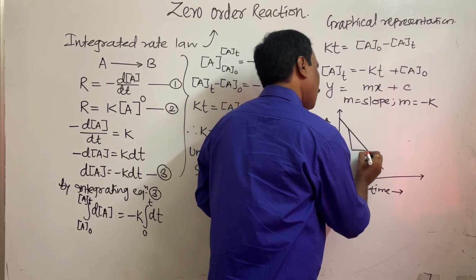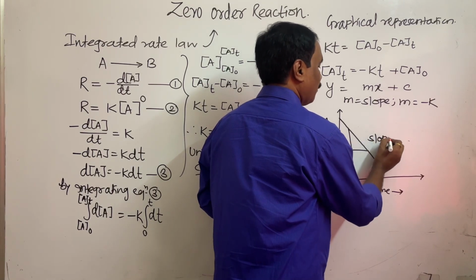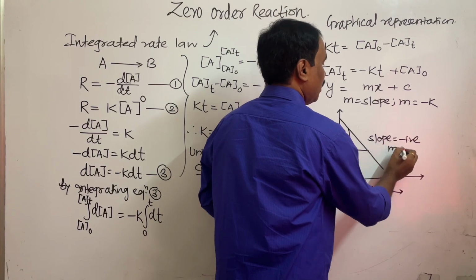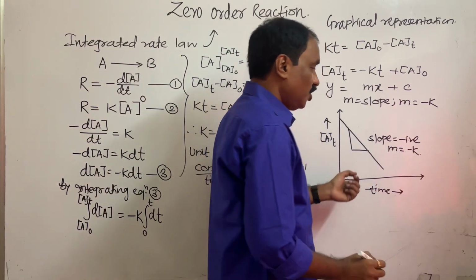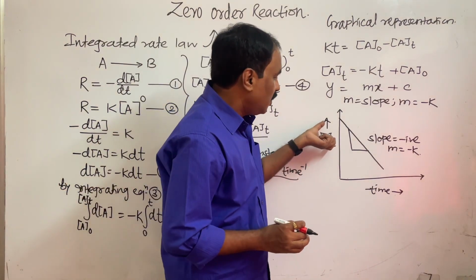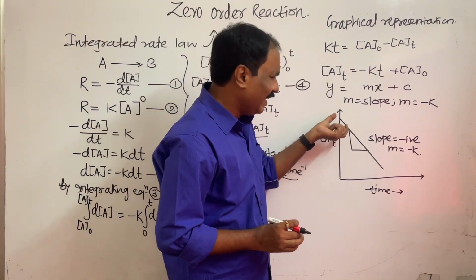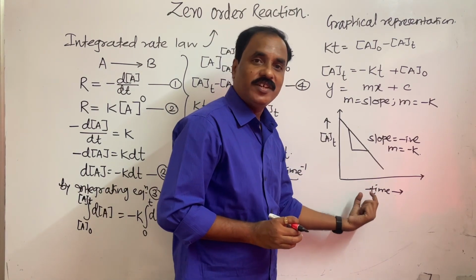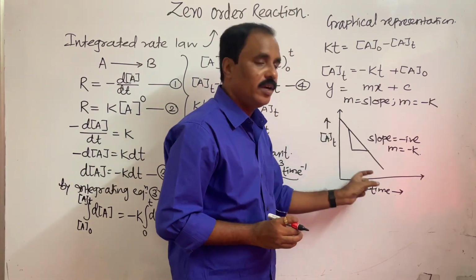This slope is negative. Here m is minus k. So this is the graphical representation in case of a zero order reaction. That is, the concentration of reacting molecule decreases with time, and as the time increases, the concentration of reacting molecule decreases.